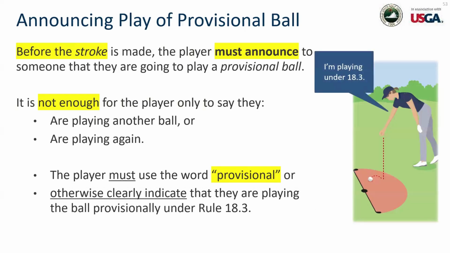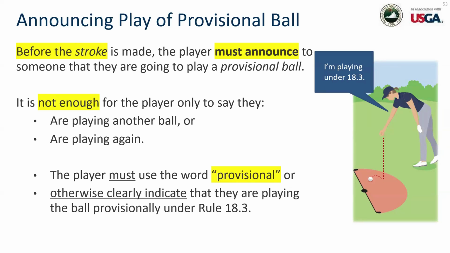Some things you need to do: make sure you're announcing that you are playing a provisional ball. You have to say something out loud. You have to announce that you are playing a provisional ball, or otherwise clearly indicate that you're playing under Rule 18.3. So it's not enough just to say, I'm playing another ball or I'm playing again. Really get into the habit of using that word provisional. That tells everyone else that, okay, this player's second ball is a just-in-case ball. If we can't find the first one, we can go ahead and continue play with the provisional.